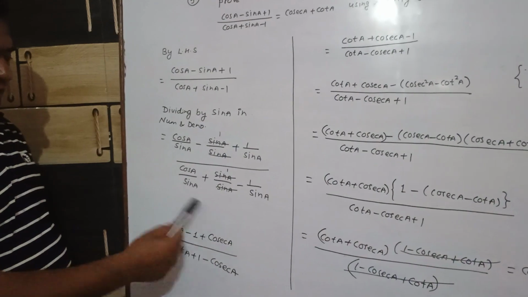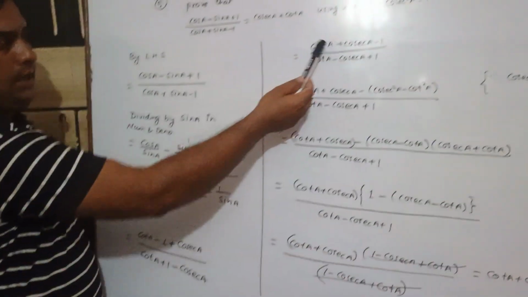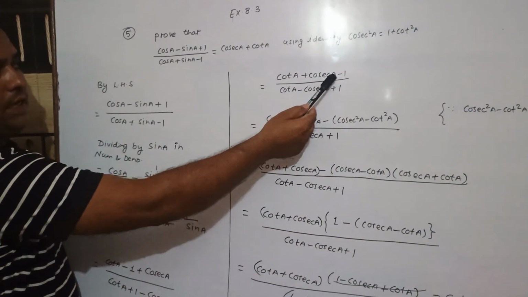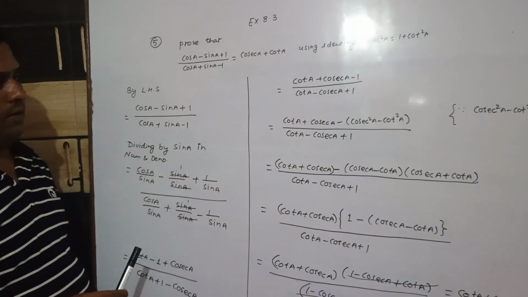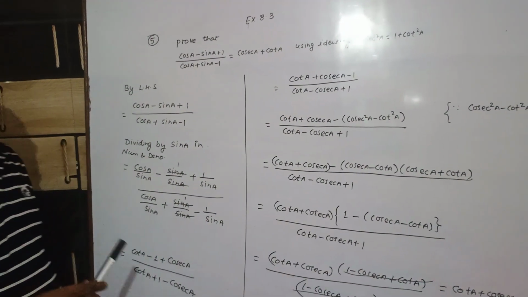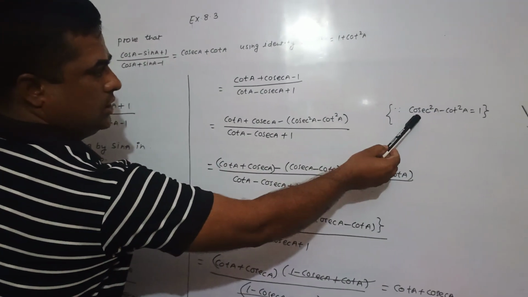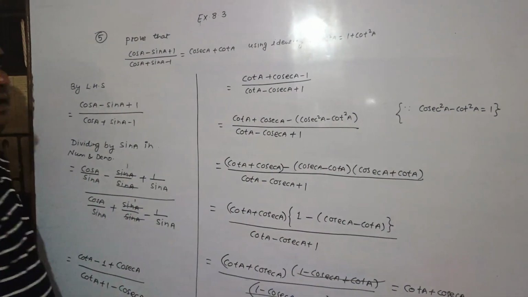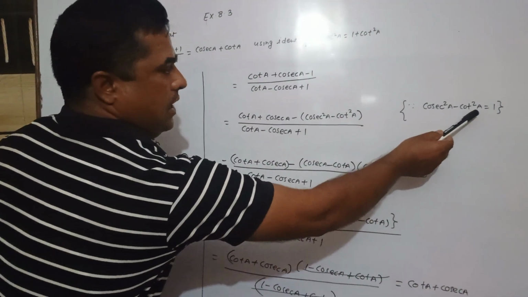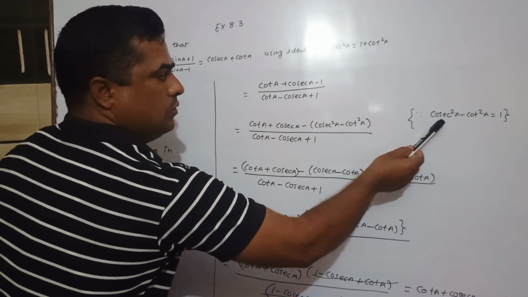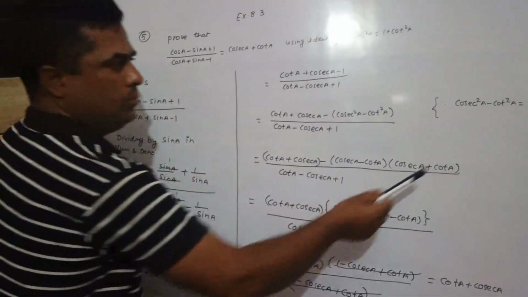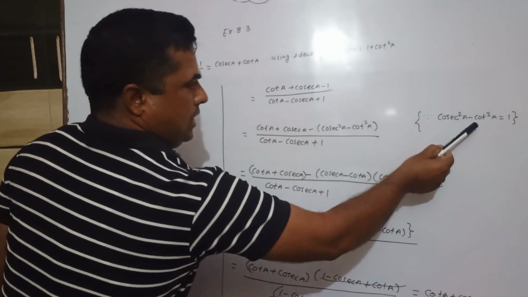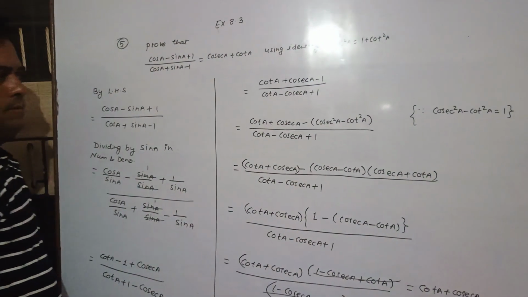Now what will we do? We will rearrange all the terms. We will write cot A, then plus cosec A minus 1, over cot A minus cosec A plus 1. Now what will we do? We know the identity cosec square A minus cot square A equals 1. In the place of 1 we can write this value, and in the place of cosec square A minus cot square A we can put 1. Now we are putting cosec square A minus cot square A in the place of this 1.